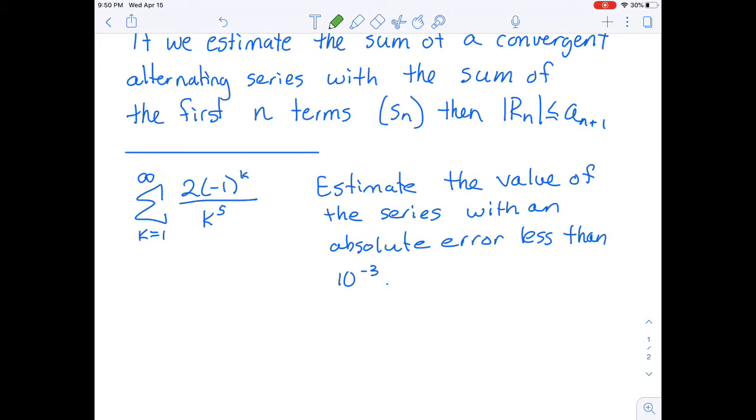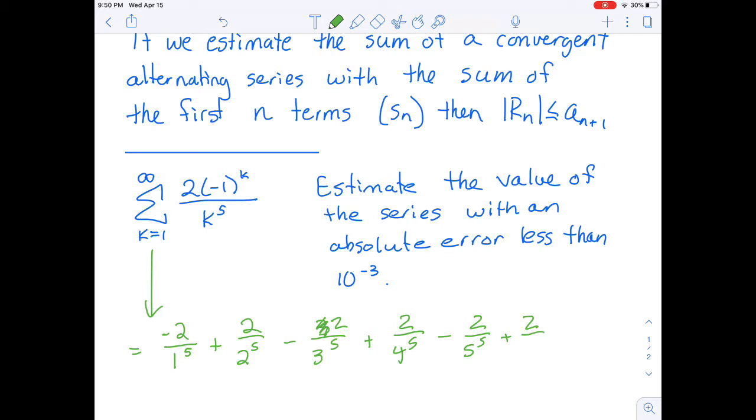Down here we have a series that's a convergent alternating series, and our directions are to estimate the value of the series with an absolute error less than 10 to the negative 3. So let's see what this is talking about. I can list out this series. I can start with k equals 1, and I'll have negative 2 over 1 to the 5th. When k equals 2, I'll have positive 2 over 2 to the 5th. K equals 3, negative 2 over 3 to the 5th, positive 2 over 4 to the 5th, negative 2 over 5 to the 5th, positive 2 over 6 to the 5th, and so on, right?